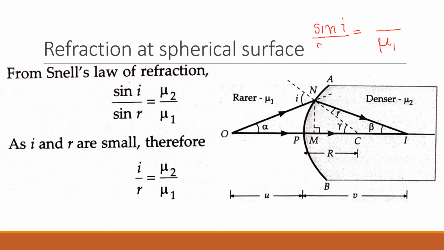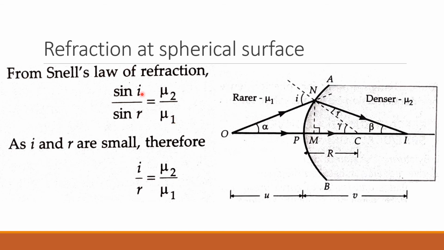Similarly, sine of R. R is in which medium? Rare or dense medium? It is in the dense medium. And what is the refractive index of the dense medium? Mu2. So you have to write mu2 in the numerator. So you can remember Snell's law like this: sine I by sine R equals mu2 by mu1.